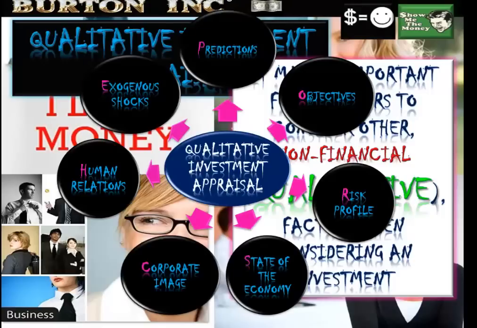Exogenous shocks as well, things like hurricanes, natural disasters of unquantifiable risk may also have to be considered when making investment decisions. No investment can be perfectly planned for, have some perfect risk number assigned to it.